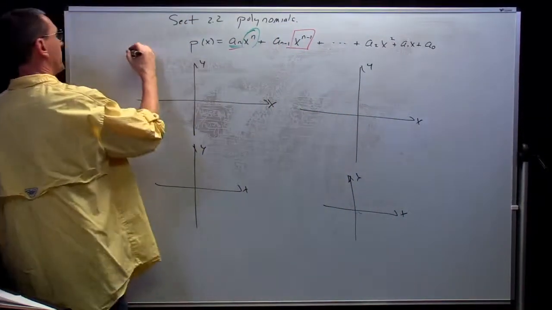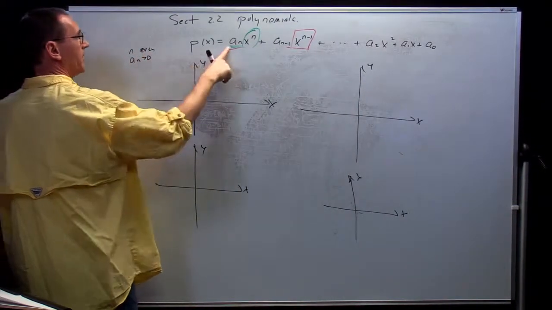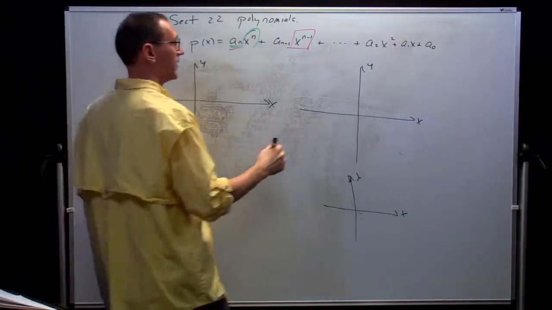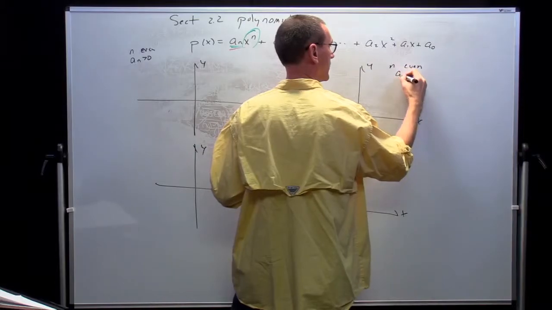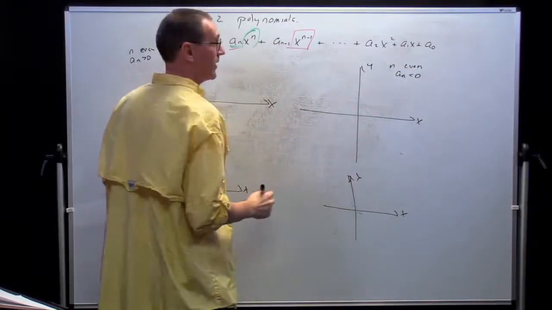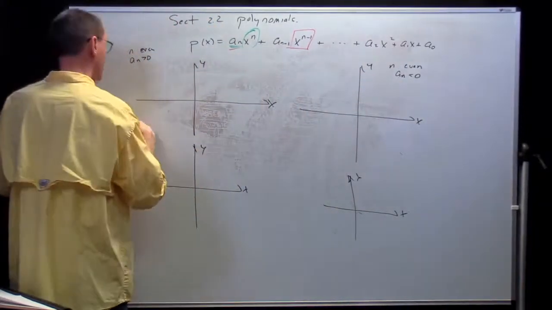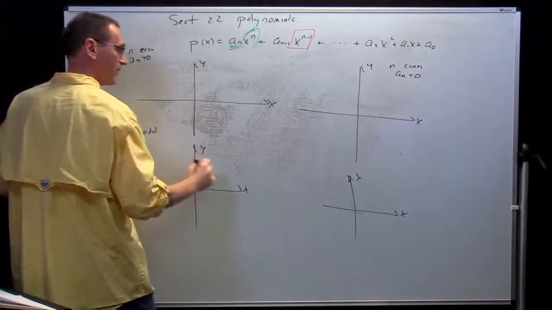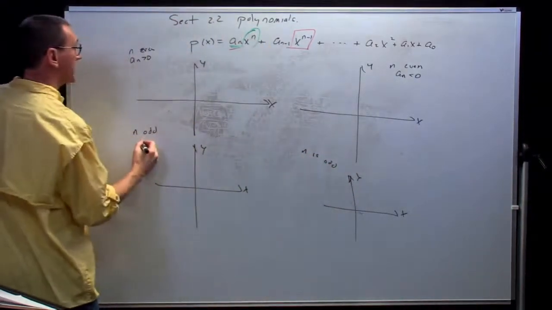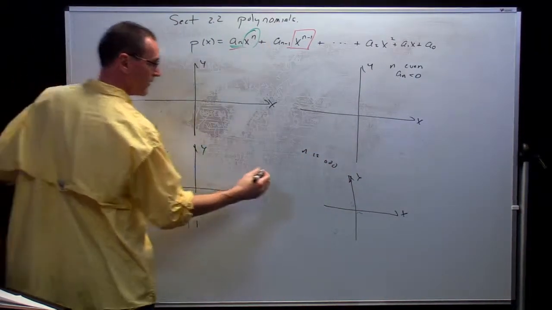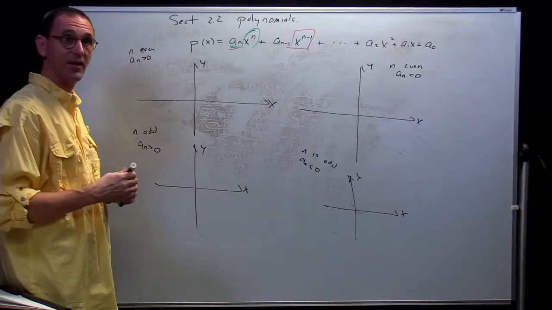first thing I'm going to have is n is even. This value, an is positive. I can have n is even. Oops, sorry. This is an is positive. This leading term is negative. And I'm going to have two cases where n is odd. This is going to be the an is positive. This is the an is negative.